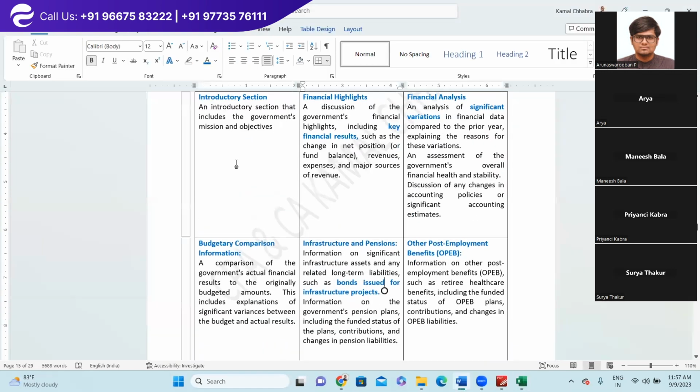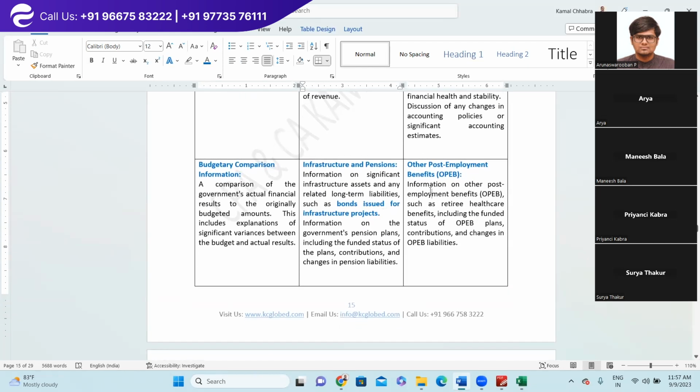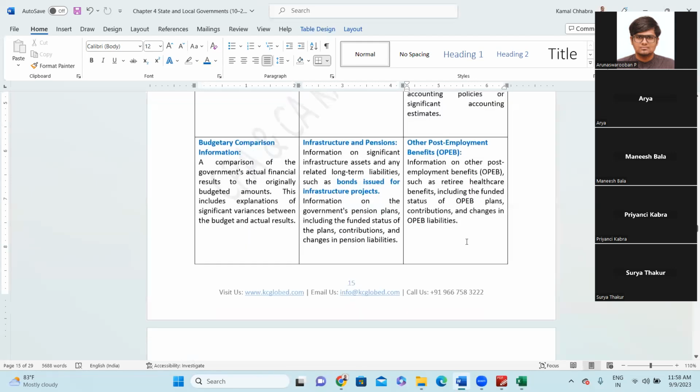Okay. So we were discussing other post-employment benefits. Information about other post-employment benefits, such as retiree health care benefits, including the funded status of the plan, contribution plan, and change in other post-employment benefit plans liability. So all these disclosures are required, right?